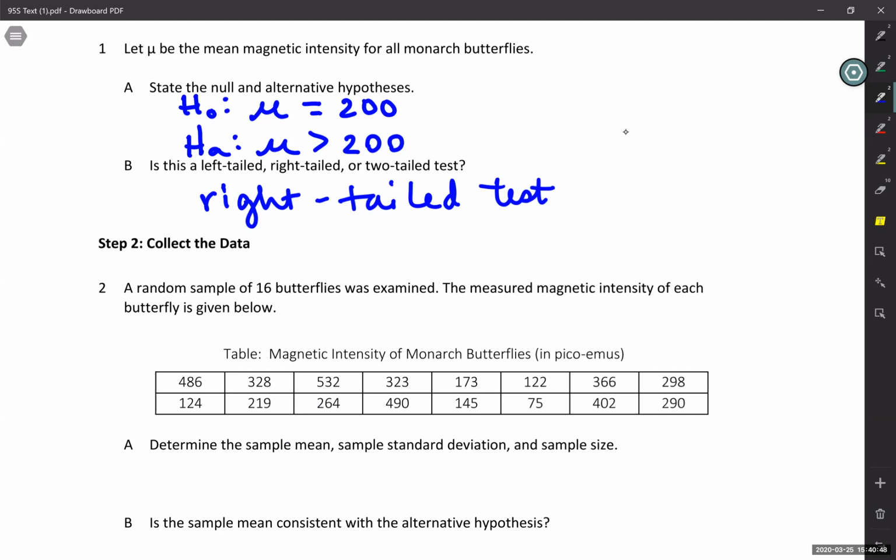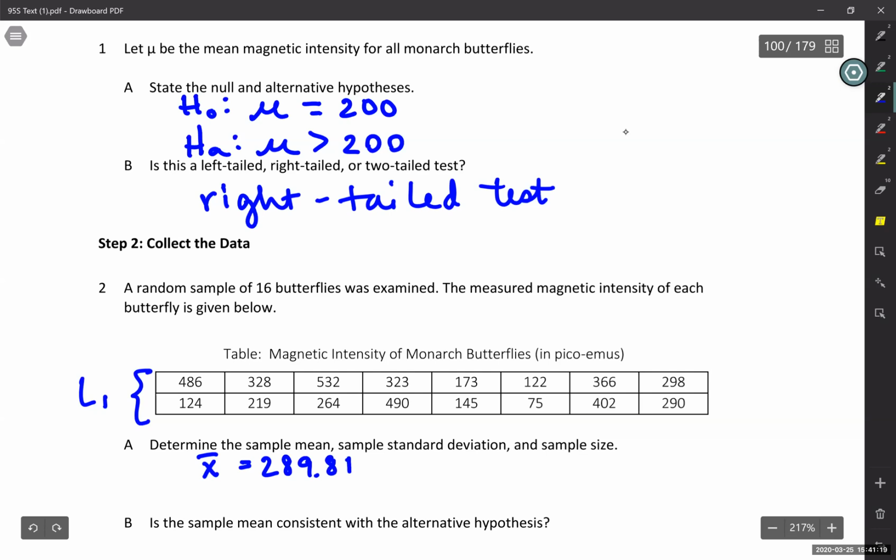Okay, so here we have the data for 16 butterflies that were examined. And at this point, hopefully you have already put this into your calculator because you know how to do all of these calculations. But just as a reminder, this whole thing goes into L1 on the one variable stats, and then you just have a frequency of 1. You're just putting it all in one list.